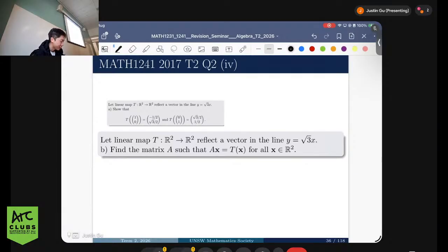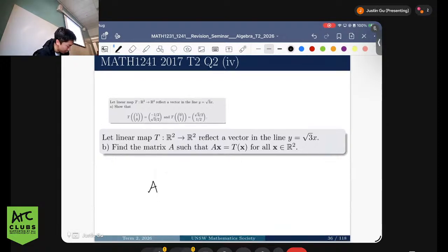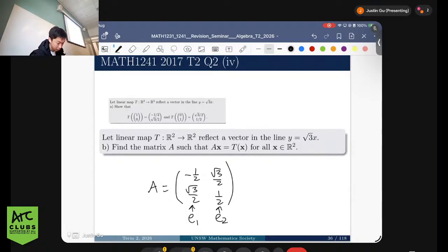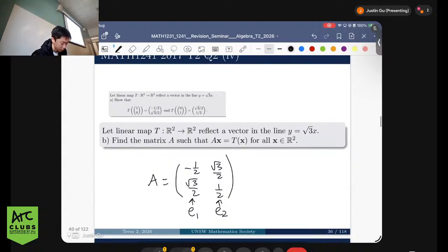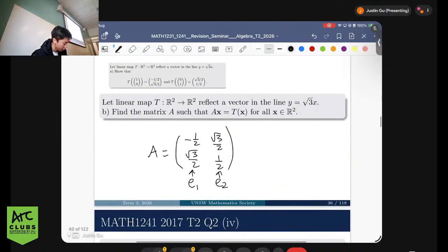Note that (1, 0) and (0, 1) are just like E1 and E2. So for this question, you're just finding the matrix A, which is just E1 and then E2. So now A is equal to, from above, minus a half, square root 3 on 2, and then square root 3 on 2, and then a half. This one's E1 and this one's E2. The images.